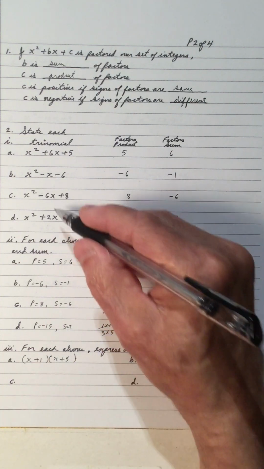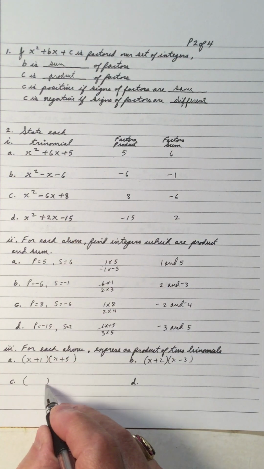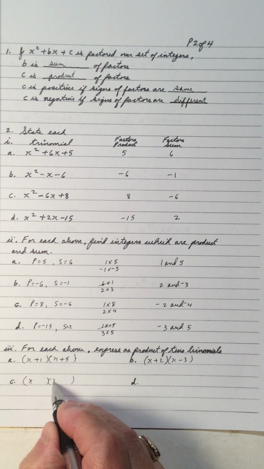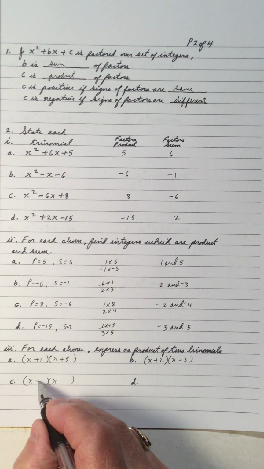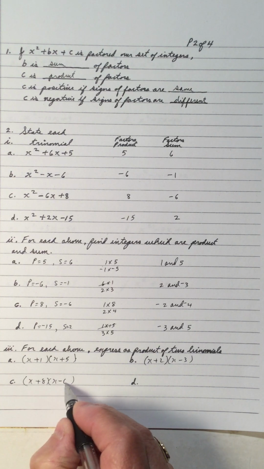And we have the third one. We have brackets. Again, we have x and x because that gives us x squared. Factors are 8 and 6, so it's a plus 8 minus 6.